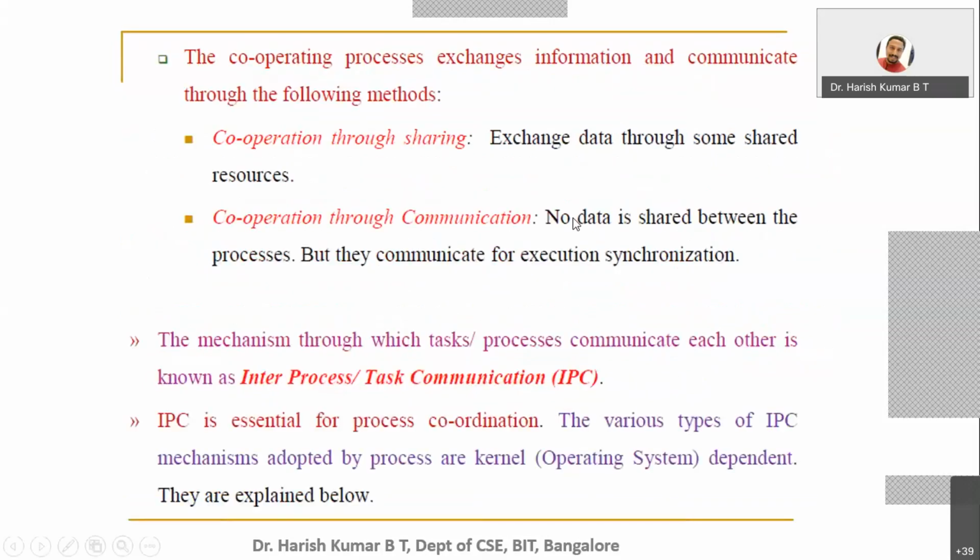Next, cooperative processes exchange information and communicate through the following methods. Cooperation through sharing, that is, exchanging data through some shared resources. There are many mechanisms for making processes exchange information: there is something called a message queue, a pipe, and shared memory. Using all these mechanisms, you can easily make one process exchange information with another process.